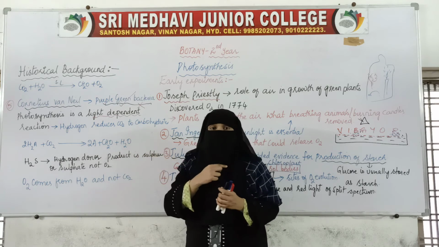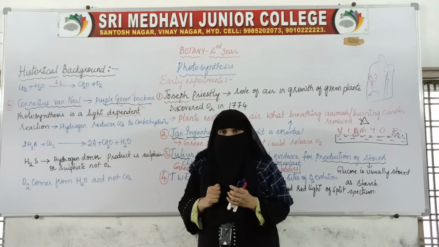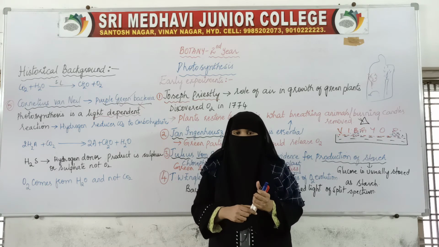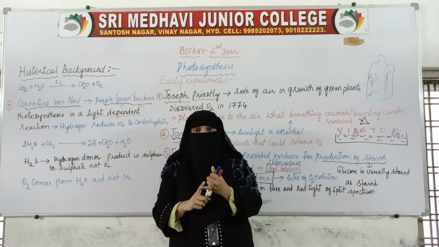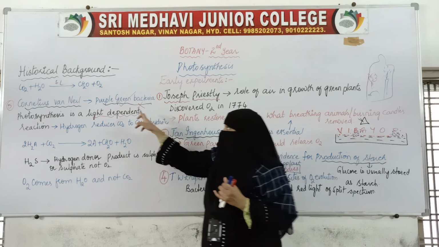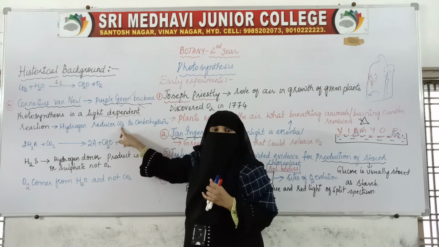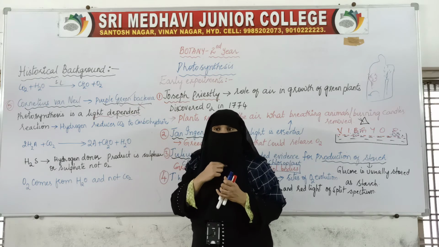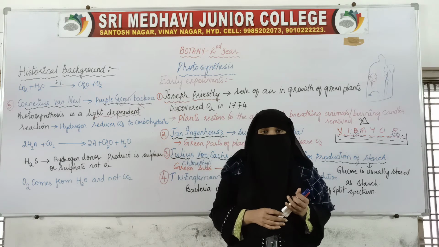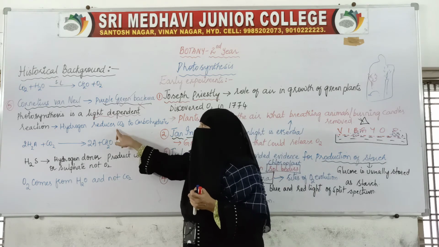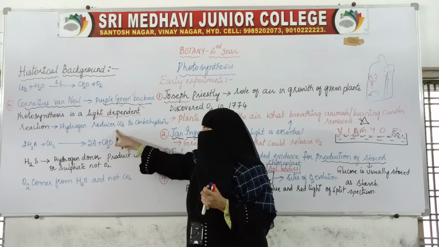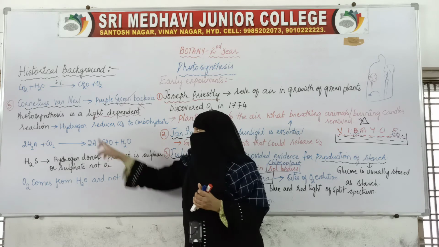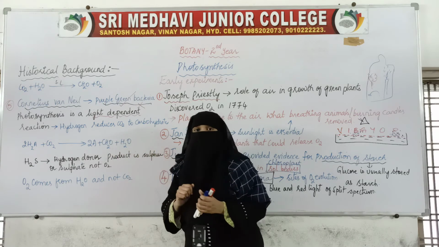Now he also said that earlier it was found that oxygen is released during the process of photosynthesis. Previously it was thought that the oxygen which is released during the process of photosynthesis is taken from the carbon dioxide, and that hydrogen reduces carbon dioxide to carbohydrates.